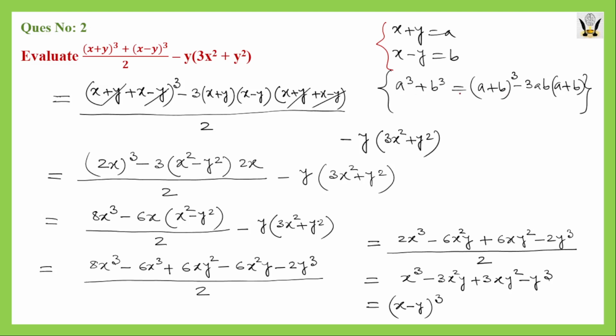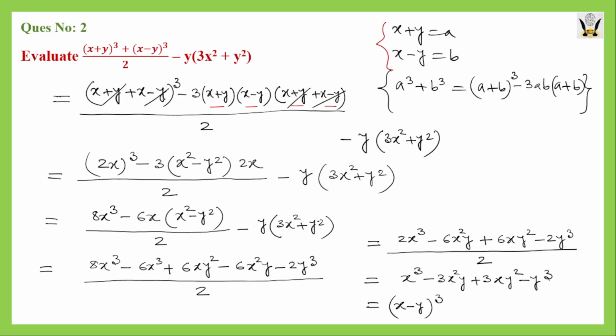So a cube plus b cube is a plus b whole cube minus 3ab multiplied by a plus b. Now if we go by that identity, it will be a plus b, meaning x plus y plus x minus y, then minus 3ab, this is a, this is b, and again multiplied by a plus b. So a is x plus y, b is x minus y, and divided by 2, and minus the second term y multiplied by 3x square plus y square, and then we will simplify.